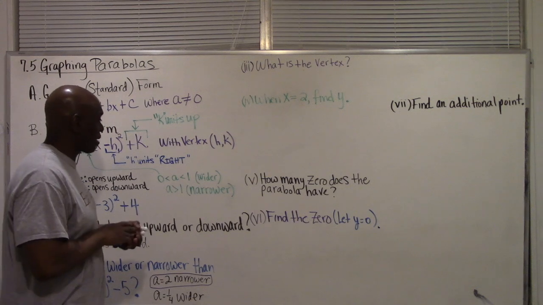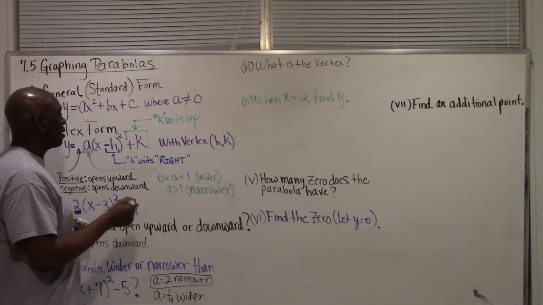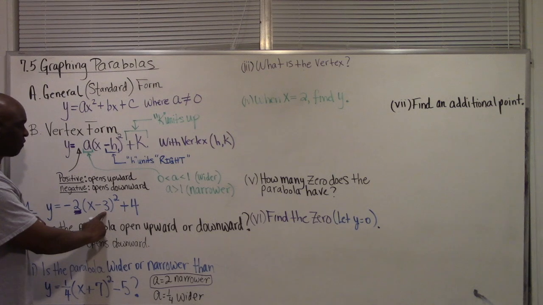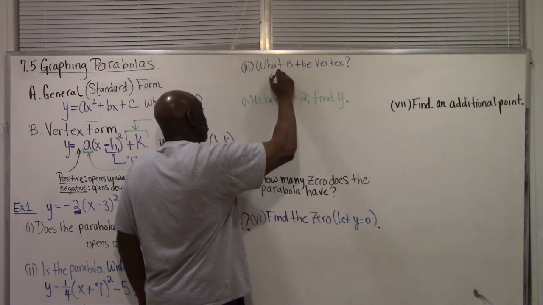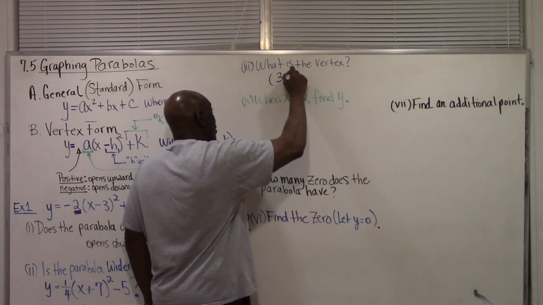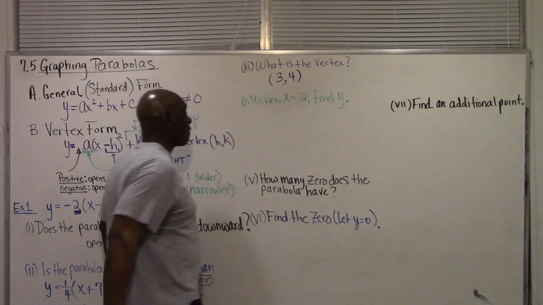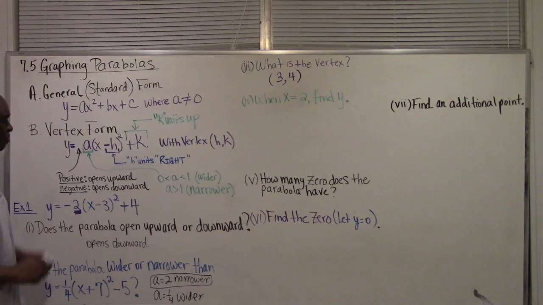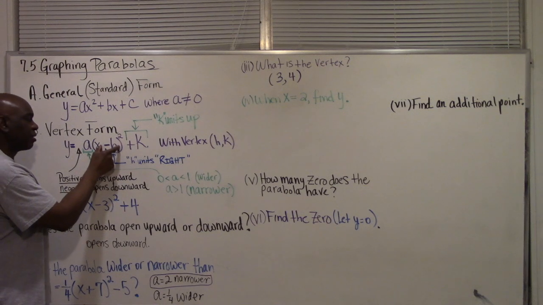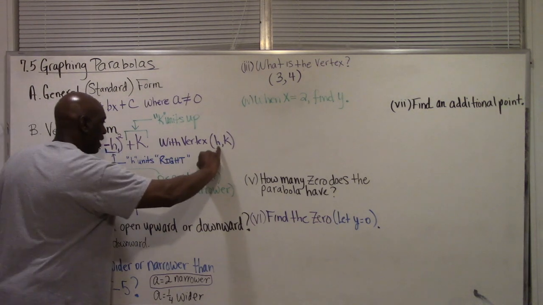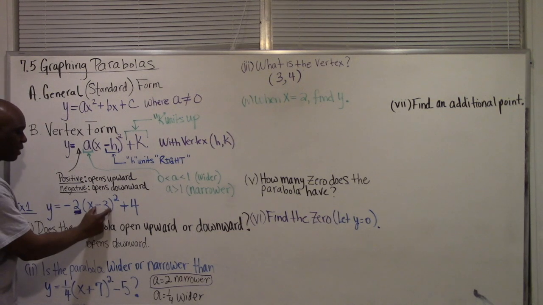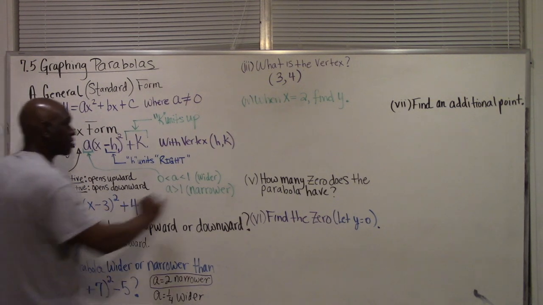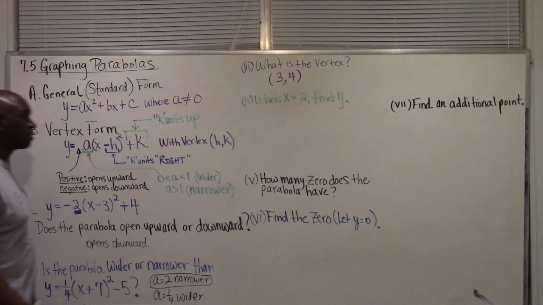So our vertex in this case is going to be positive 3, positive 4. So the vertex is (3, 4). That's the vertex. Negative h, but in the vertex, positive h. Negative 3 in the equation, positive 3 in the vertex.